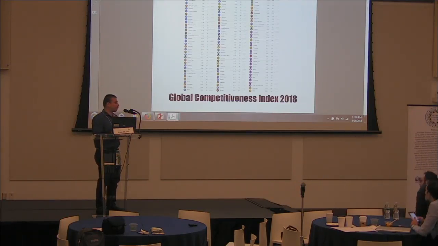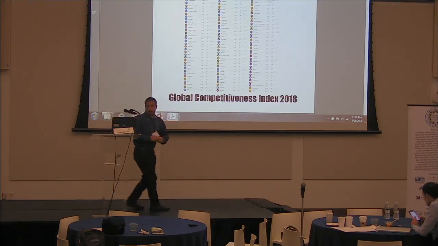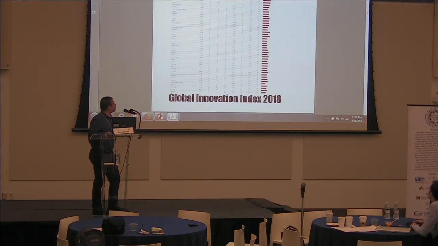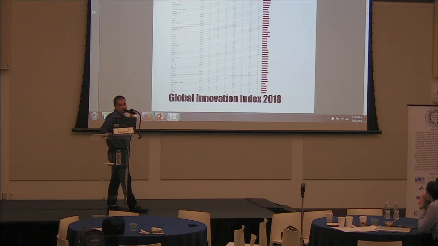Just to give you some background, this is the Global Competitiveness Index 2018, and as you can see, the UAE, maybe you cannot see this, but it's about here. The UAE is about 18 in terms of global competitiveness, so it's quite high. And this is another report, the Global Innovation Index 2018. Also, it's quite high among other developed countries. This is in relation to innovation and how countries are doing. It covers about 137 countries, and it's done by WIPO among other organizations.